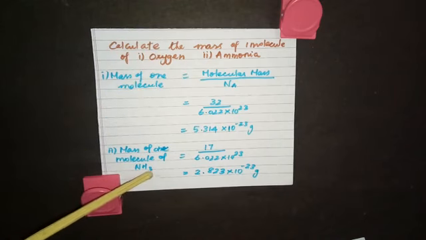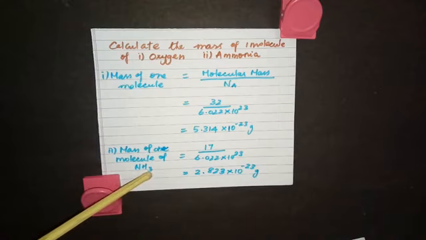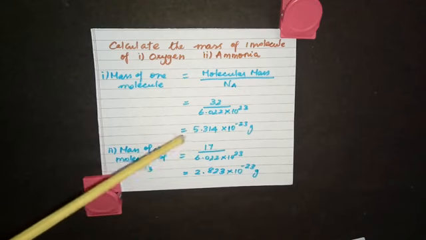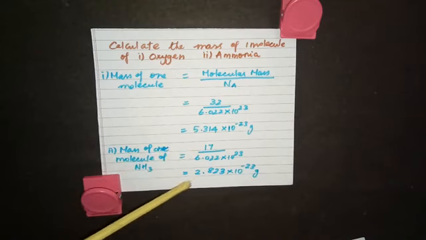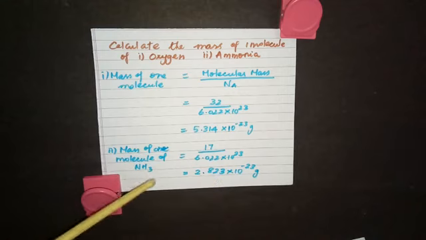Ammonia's formula is NH3 and nitrogen's atomic mass is 14 and hydrogen is 1. There are 3 hydrogens, so the total value will be equal to 17. So 17 is the molecular mass of ammonia. So 17 divided by Avogadro's number will give you the mass of 1 molecule of ammonia. So what is the formula here? Mass of 1 molecule is equal to molecular mass by Avogadro's number, and if it is mass of 1 atom, then atomic mass by Avogadro's number.